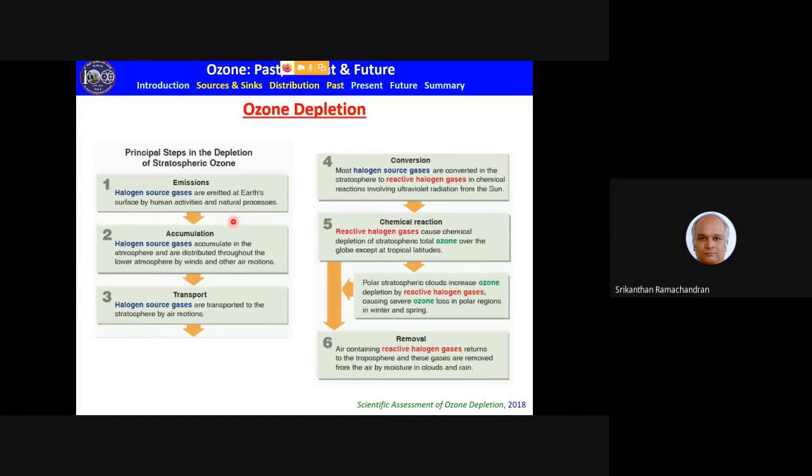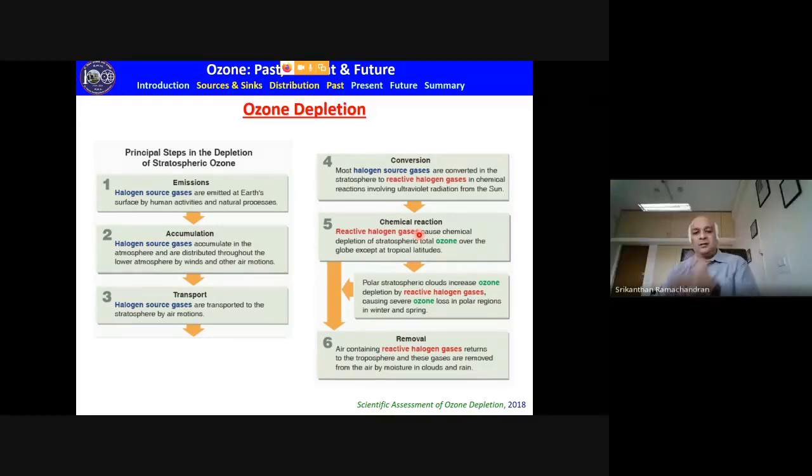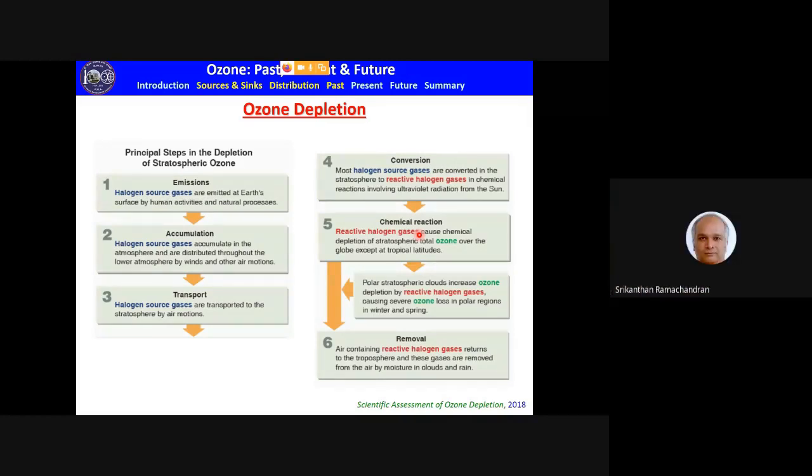These reactive halogen gases in step 5 cause chemical depletion of stratospheric ozone over the globe except at the tropical latitudes. Why? How? We will see later. Now, how do they get removed? Ozone-containing reactive halogen gases return to the troposphere, and these gases are then removed from the air by moisture in clouds and rain.